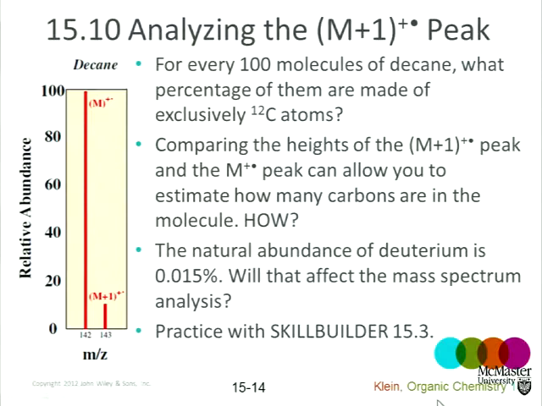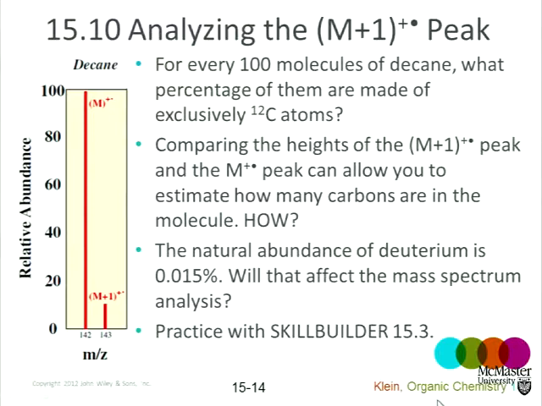So here is decane, 10 carbons now. The molecular weight of decane, C10H22, is 142. So we see a good strong molecular ion for decane. The M+1 peak is now quite big. It's almost 10%, even though the abundance of carbon-13 is only 1%. Why has it grown so much?